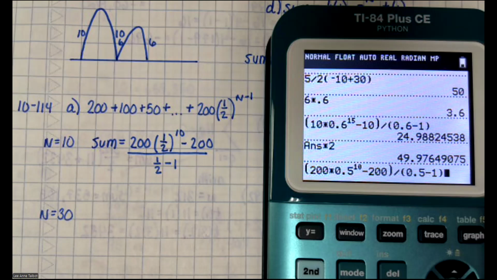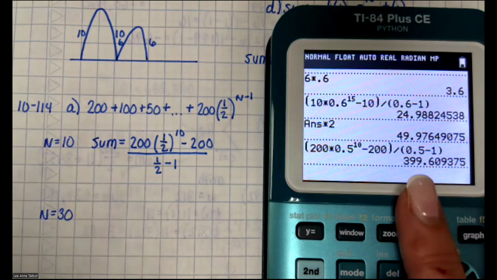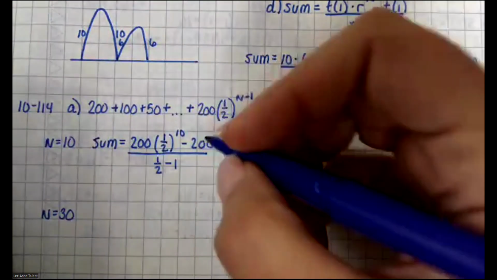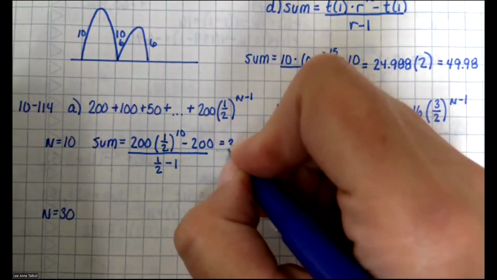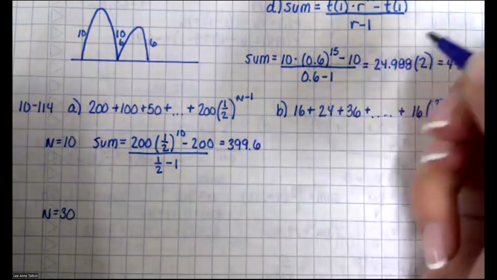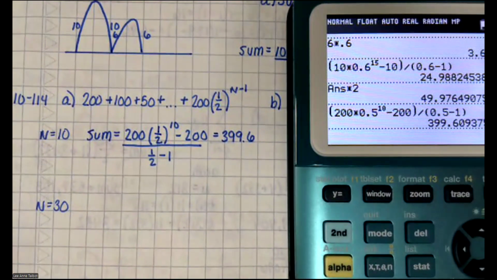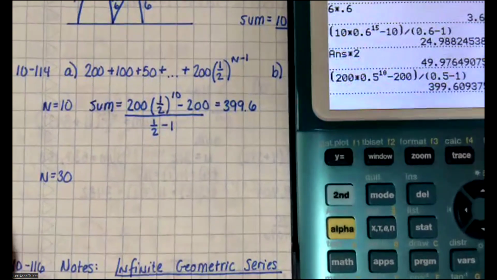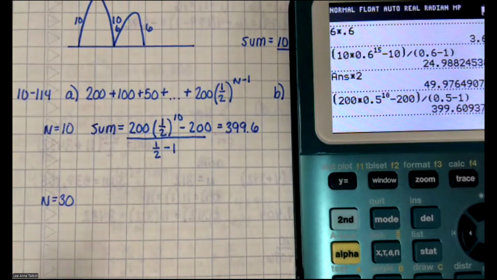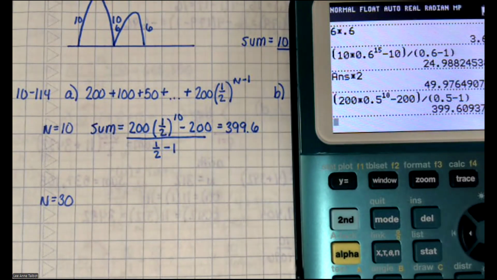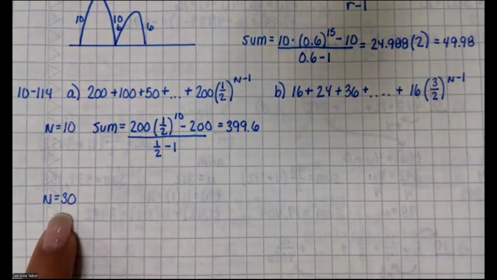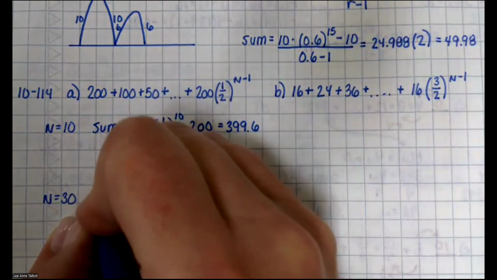What you got? 399.6. Okay, so that's giving me some evidence. What's 399.6 kind of close to? 400. So I'm going to say my conjecture is that if I ran this all the way out to infinity, it would add to 400. Let's check 30. So we're going to do the same thing.